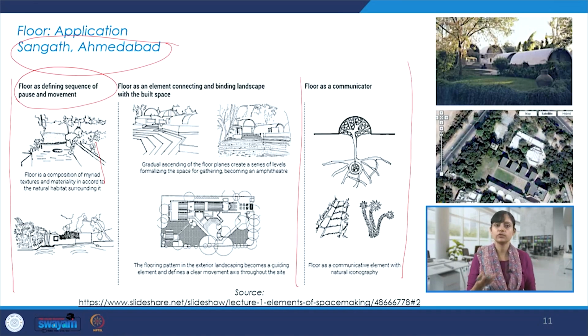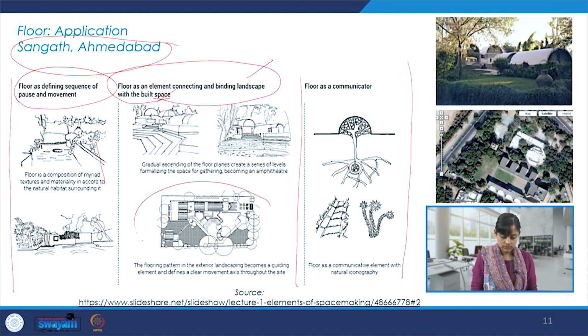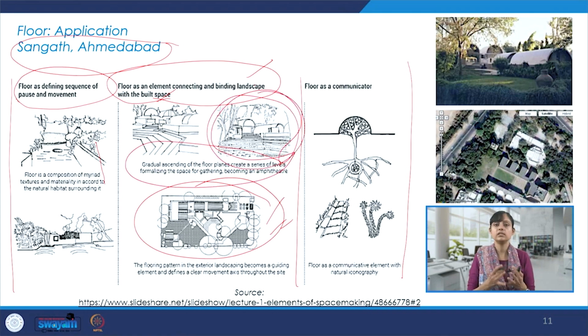That's also a sort of a journey, and floor plays an important role there. Floor again as an element connecting and binding the landscape with the built space. So this is the exterior landscaping which is shown over here through this drawing and pattern, and over here we see how it becomes sort of a binder, and it sort of coheses the landscape with the built space.